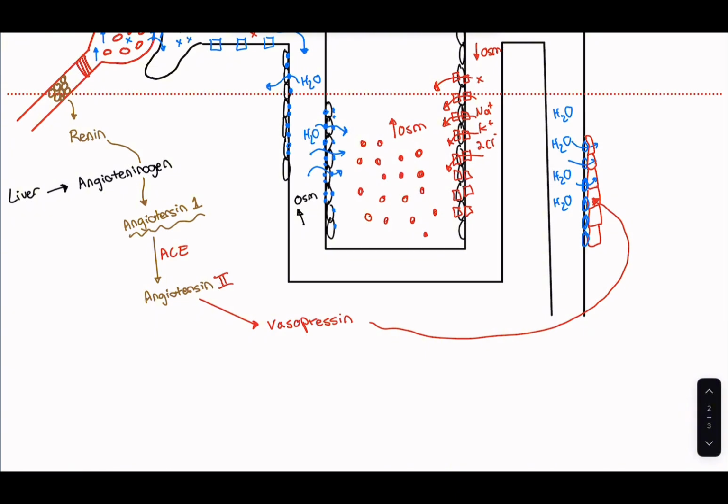And why would reabsorption of water be beneficial in a situation where we have low arterial blood pressure? Because that water can be reabsorbed into the peritubular capillaries and eventually increase arterial volume, so we can counteract the initial issue we ran into over here, where we had low blood volume and low blood pressure. We're reabsorbing water in order to increase blood volume and increase blood pressure.